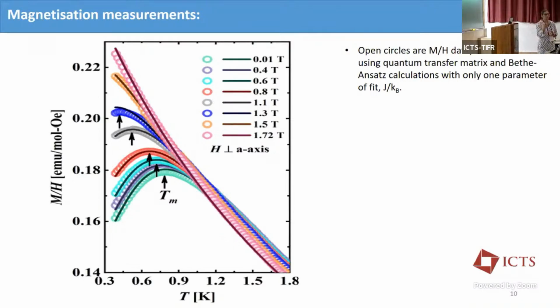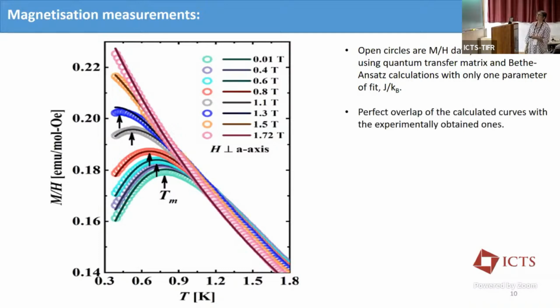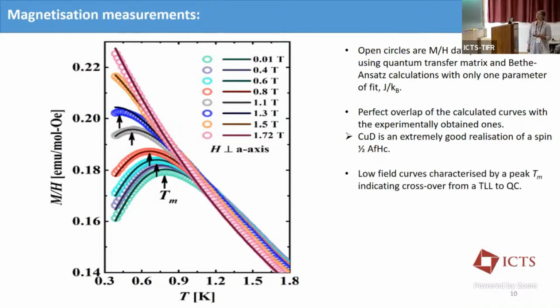The value of J by Kb that we got from experiment, 1.23 Kelvin, was given to the theoreticians, and using that value of J, they calculated these fits, and you can see that the fit is matching very, very well with the experimental data. More or less, it almost looks like a plot of data with a line. So CUD is an extremely good realization of a spin-half antiferromagnetic Heisenberg chain. And as I said, this peak indicates crossover from Tomonaga-Luttinger liquid to quantum critical state.